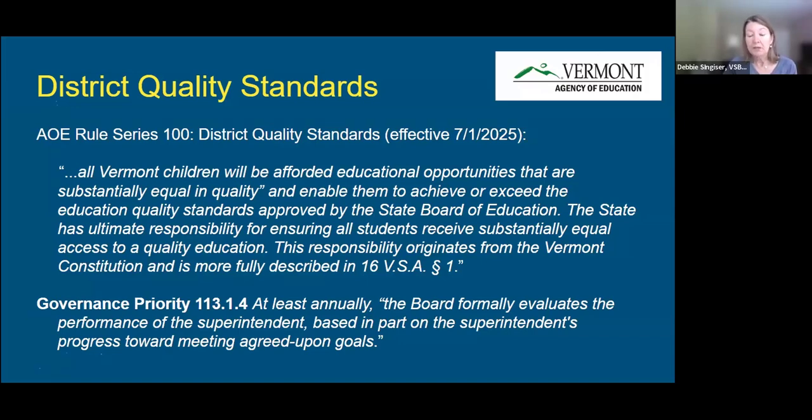So as you've heard before, hopefully, there are three categories of standards in DQS. The governance standards are those that we as school board members will be responsible for implementing. Now, within the governance standards, there are three types of standards, or what we sometimes refer to as buckets. Those are priorities, protocols, and processes. The superintendent evaluation falls under the governance priorities bucket, where there is a standard that reads, and it's quoted up here, "At least annually, the board formally evaluates the performance of the superintendent based in part on the superintendent's progress toward meeting agreed upon goals." So in sum, starting in fiscal year 26, when DQS takes effect, all boards will be responsible for evaluating their superintendent at least annually. Thanks, Debbie.